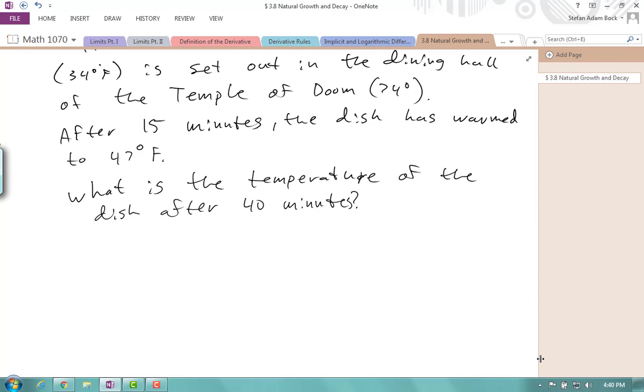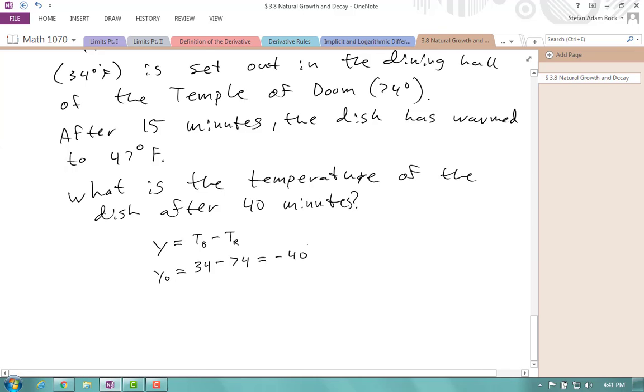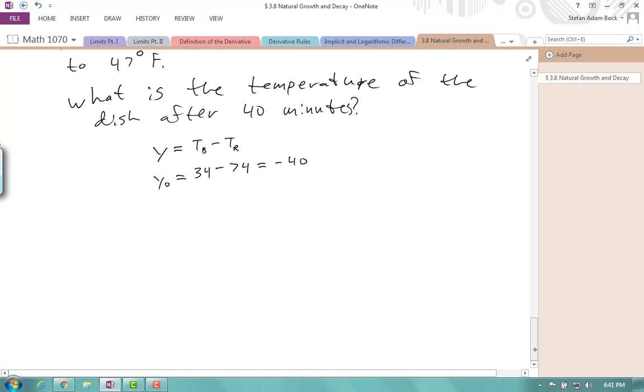So for our setup, always remember that the variable we're using is the temperature of the object, so I'll call it temperature of the bowl, minus the temperature of the surroundings, so I'll call this the temperature of the room. So my initial value for y is the initial temperature of the bowl, 34, minus the initial, constant temperature of the room, 74. And this is equal to negative 40. The book might tell you that you're not allowed to have negative values, but guess what? I'm smarter than the book. Now, this means we have a prototype equation, y equal to negative 40 e to the kt.